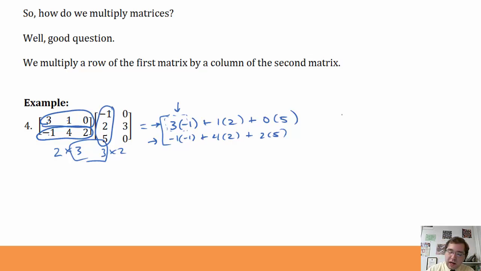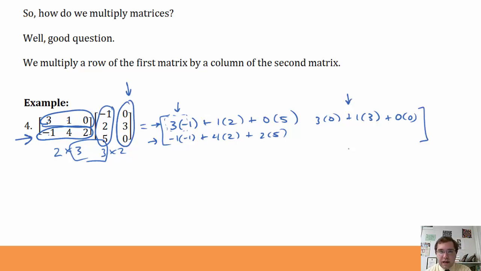Now in my 2 by 2, I move to the top right corner. That is now in the first row, second column. So I will multiply the first row of the first matrix by the second column of the second matrix. So that's 3 times 0 plus 1 times 3 plus 0 times 0. And I move to the bottom right corner, which is the second row, second column. So I multiply the second row of the first matrix by the second column of the second matrix, obtaining negative 1 times 0 plus 4 times 3 plus 2 times 0.